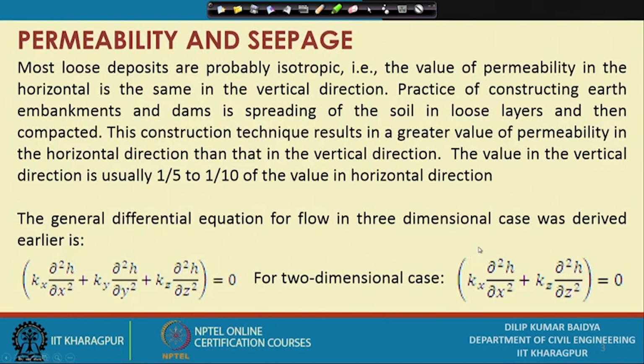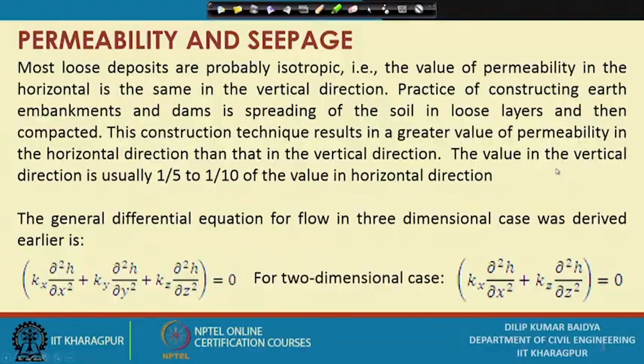Now, most loose deposits are probably isotropic. That means if the soil is in a loose condition, then when flow takes place, flow in all directions will be almost equal. That means the value of permeability in the horizontal is the same as in the vertical direction. But actually, in practice, when this type of structure is constructed, generally it will be filled in layers and then compacted. So when we do this, vertically it gets compacted, horizontally it may not be that much.